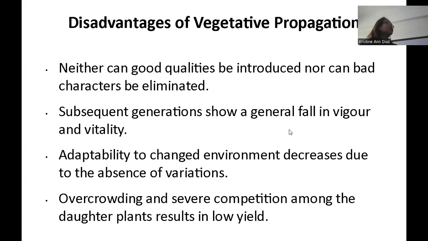And after subsequent generations, like for banana, they will cause mutation, right? Like more than 8 cycles in the tissue culture.